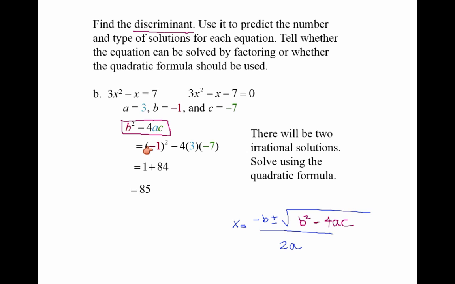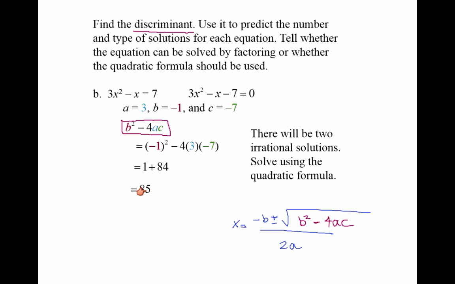Substituting those values into b squared minus 4ac, I get minus 1 squared, which is equal to 1. Minus 4, my a is 3, my c is negative 7. The product of these three terms, negative 4 times 3 times negative 7, would be equal to 84. Looks like my answer would be 85. So there will be two irrational solutions.